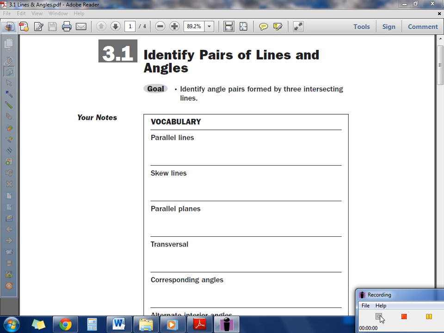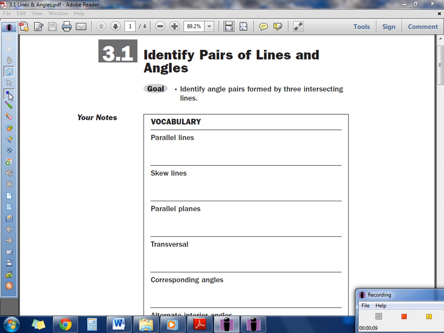All right, today's lesson, the goal was to identify angle pairs formed by three intersecting lines. So the first thing we need to do is fill out all these definitions. We have a lot of vocab today, and you got to understand what these words mean in order to understand the questions. The first one is really, really simple, parallel lines.